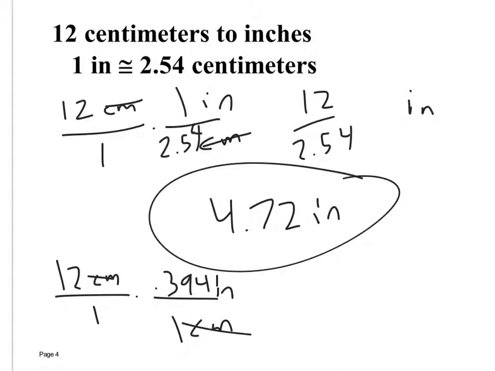12 times 0.394 is the same as 12 divided by 2.54. So either way, I'm going to get the same answer, right? But if I use this conversion rate, I multiply. If I use this conversion rate, or this conversion rate, I multiply. If I use this one, I divide. Now later, it might be switched. Right? It's up to you, whichever one you want to use. Any questions?